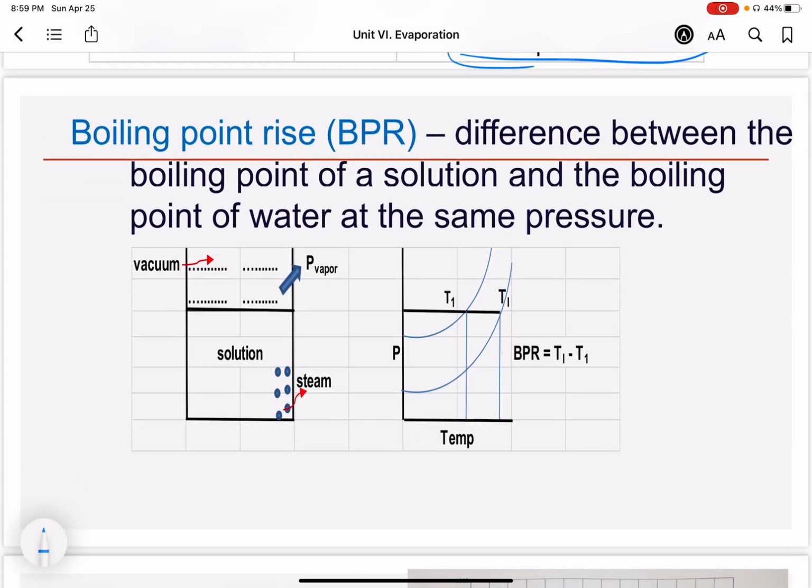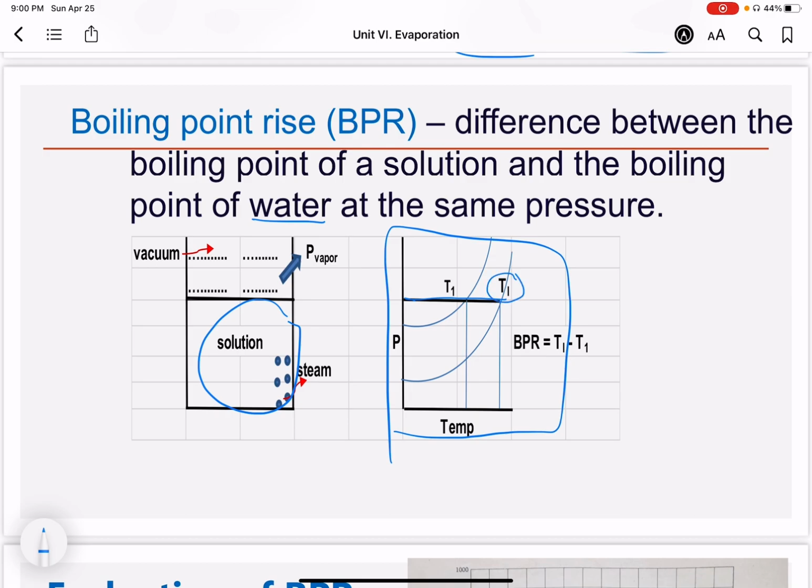Okay, let's talk about boiling point rise. I think you've encountered this already in your colligative properties in Chem 11. Boiling point rise is the difference between the boiling point of a solution and the boiling point of water or any solvent at the same pressure. We know that the boiling point of a solution is higher than that of a pure solvent at the same pressure. In this diagram, we can see that at the same pressure, the new boiling point of the solution, Ti, is greater than that of the pure solvent, T1. As evaporation proceeds, the liquid concentration increases, so the boiling point rises.